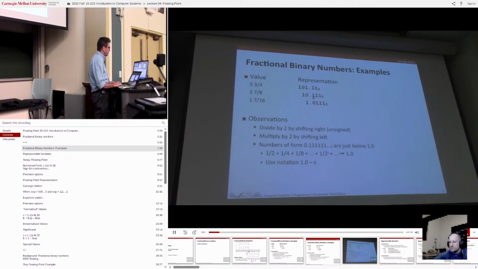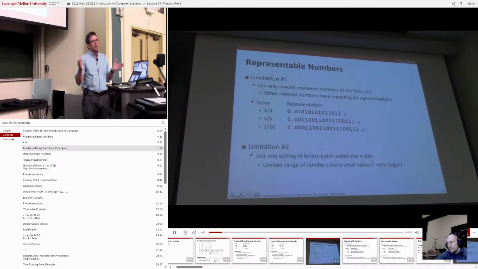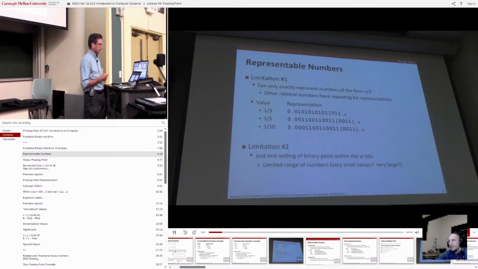Now notice for some of these numbers, this bit pattern 101.11, if we shift it to the right to get 10.111, we've divided by 2, right? So we've taken 5 3/4 and divided it by 2. And it works the other way too. If you shift to the left by 1, you multiply by 2. And these numbers that are all 1s to the right of the binary point are numbers that are just slightly less than 1. When we want to represent those, we'll sometimes refer to numbers of that form as 1 minus epsilon, and epsilon depends on how many bits you have to the right of the binary point. Epsilon gets smaller the more of those bits you have.